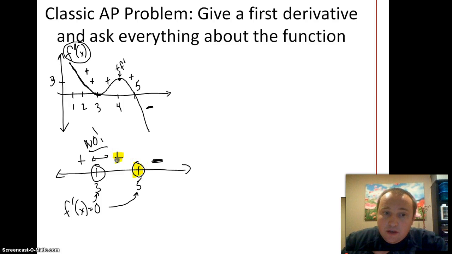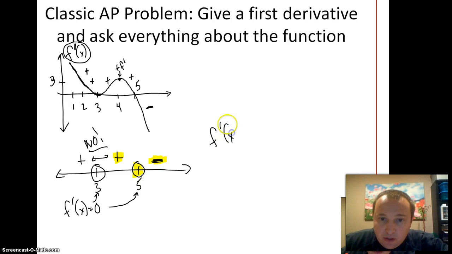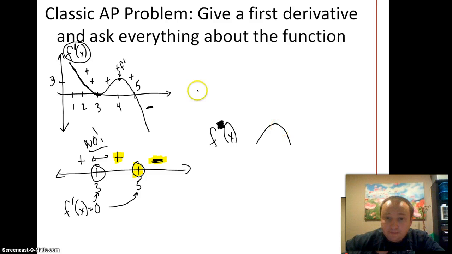Now, what about at 5? At 5, my graph goes from positive to negative. And so if I drew a picture of my function, at 5, it's going from going up to going down. So this, you didn't see that. Okay, let me step back a second. This is a picture of my function, and it goes from positive to negative. And so if it goes from positive to negative, that means I have a relative maximum.